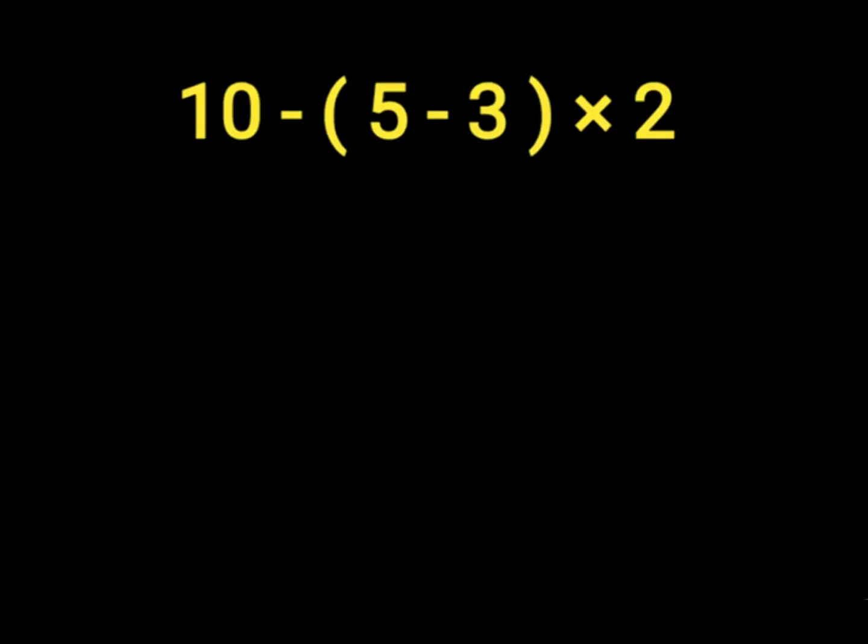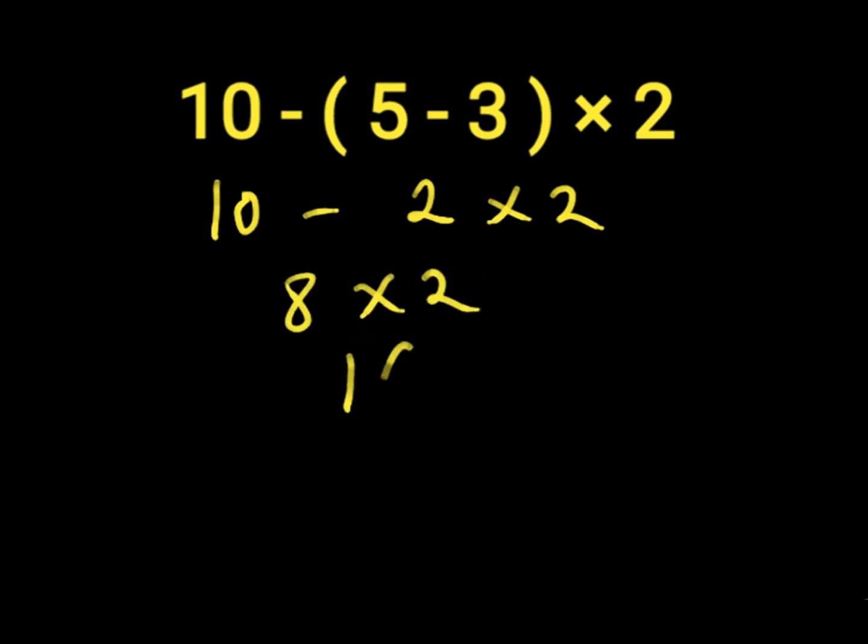Here we have 10 minus parenthesis 5 minus 3 times 2. So first of all, solve our parenthesis, which is 5 minus 3. 5 minus 3 will give us 2. Then we bring down our 10 minus 2 times 2. 10 minus 2 will give us 8. Then 8 times 2 will give us 16.